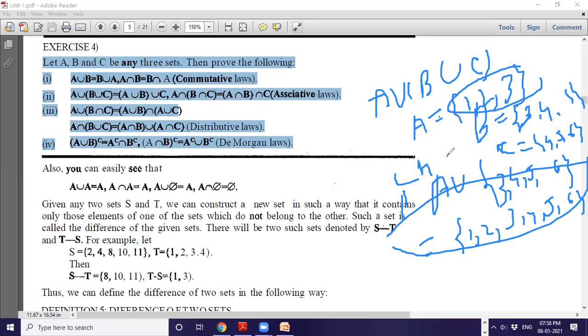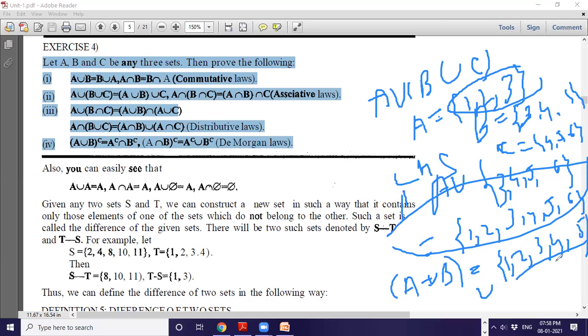Now I need to find out the value of the right hand side. That's very easy, because now I have to first find the value of A union B. A union B is what? A union B का वैल्यू क्या होगा आपका जो दिया हुआ है? 1, 2, 3, 4, 5. Now A union B I have found out, and this is this one.